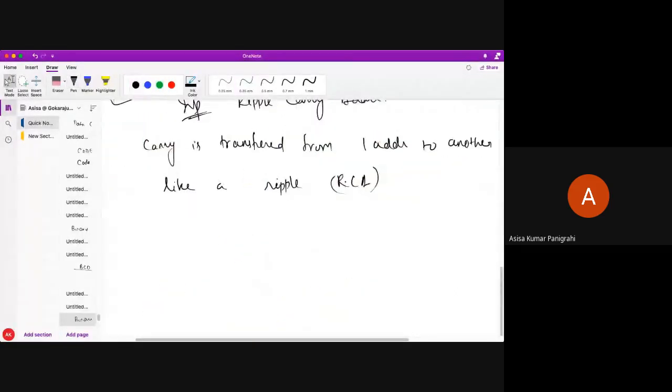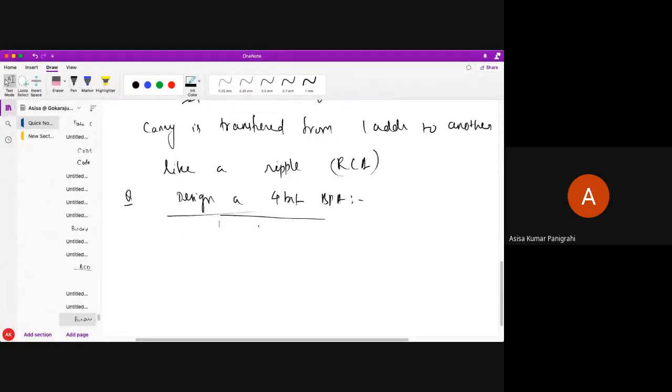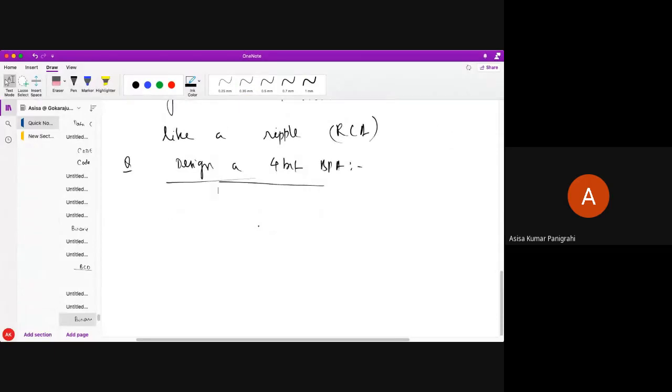Now the concept is how to design this 4-bit BPA. Now if the question comes like this, design a 4-bit binary parallel adder. So you understand the concept of BPA. What is binary parallel adder? A parallel operation is happening over here. So 4-bit BPA means the block diagram will be like this.